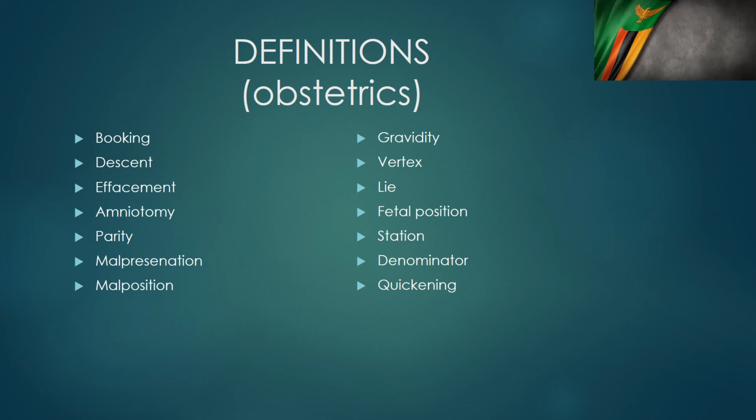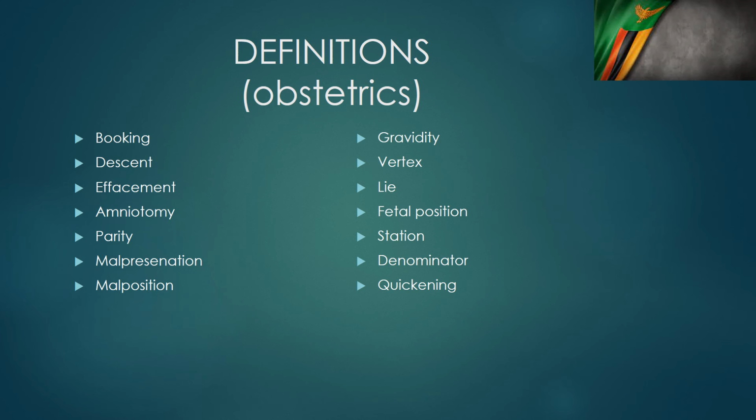Descent is already defined as how much of the fetal head is still above the pubic symphysis. So if the whole fetal head is above the pubic symphysis, we'll say the descent is 5/5. If only 2/5 of the head is above the pubic symphysis, we would say descent is 2/5.